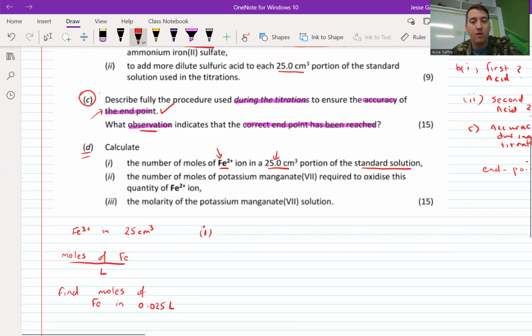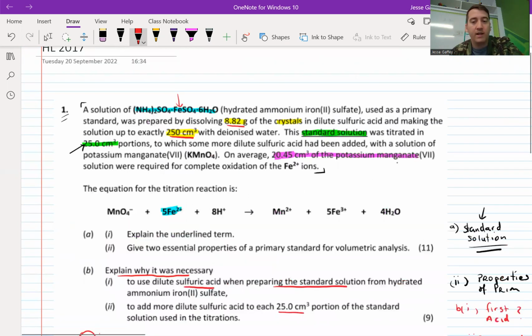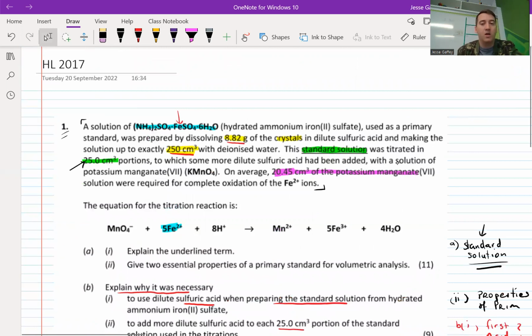I'm going to scroll up and show you the piece of text again in case you don't have the exam papers. So what I'm going to ask you to do at this stage is to pause the video and work out how many moles per liter there are of this solution, and then how many moles there are in 250. Oh sorry, how many moles are in 25 cm³? So pause the video and work your way through that now.